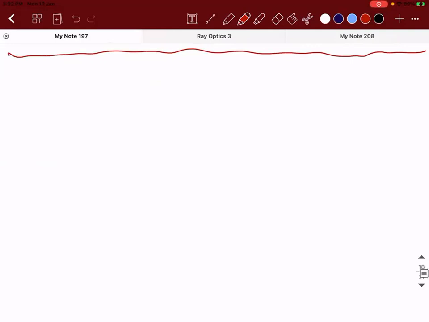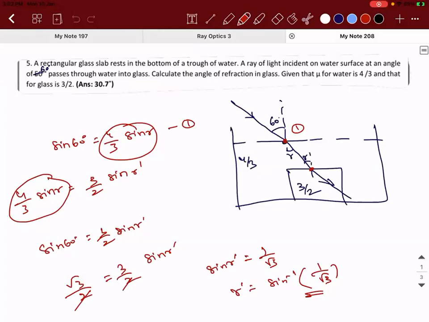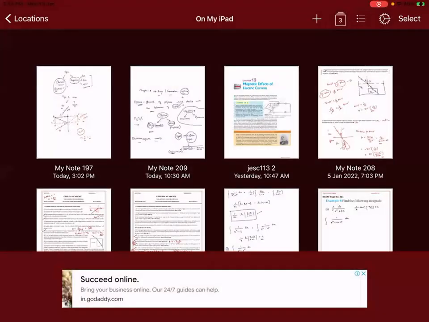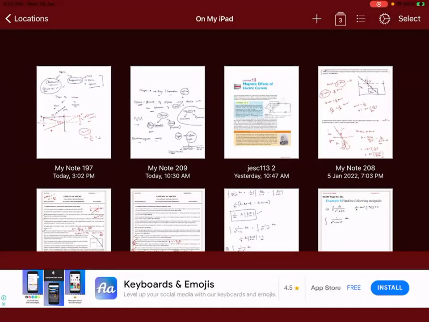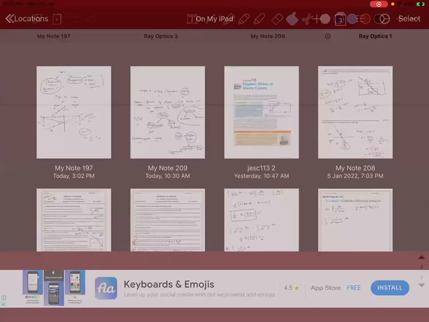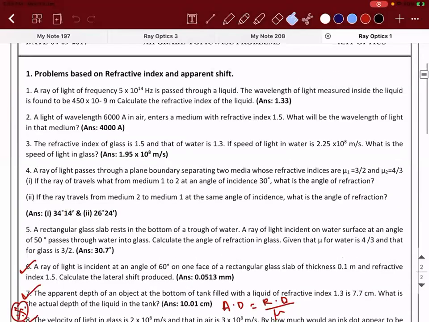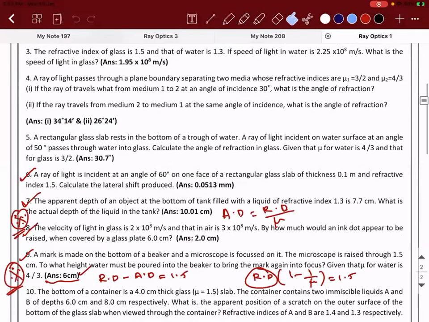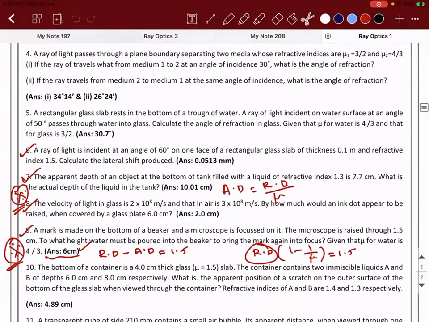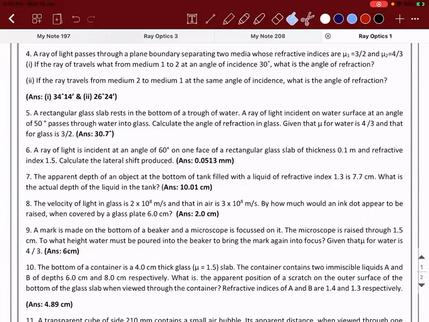Did we do any problems based on this topic? Yes, sir. We did a few questions, book back, I think. What about questions based on real depth and apparent depth? I don't think we did for real depth and apparent depth. This assignment, did we do? We did till the 7th one, I think, sir.